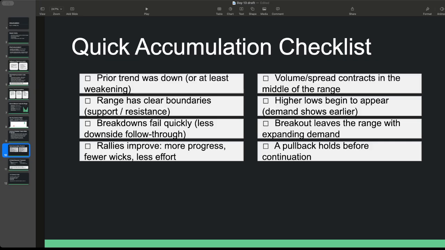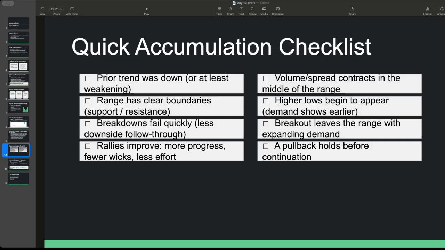Volume contracts in the middle of the range, right? As I mentioned in that image that I showed you of what volume should look like in an accumulation, you want to see that. Higher lows begin to appear, right? As I mentioned, buyers are excited to buy this name at a higher price, right? That's what a higher low is.